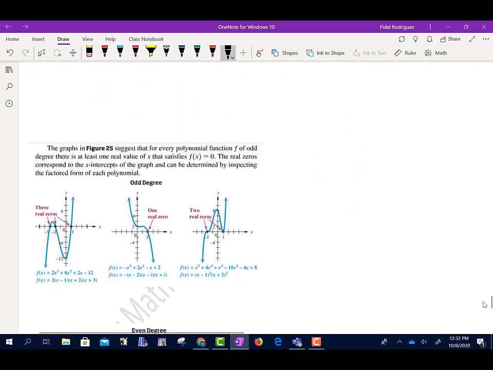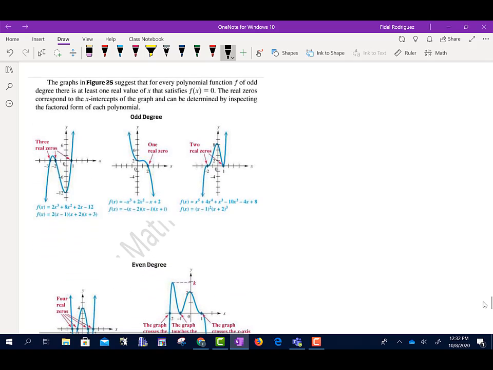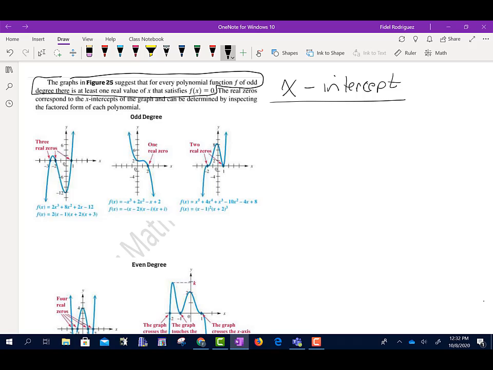All right. So now we're going to talk a little bit about graphs. And it says the graphs in figure 25 suggest that for every polynomial function f of odd degree, there's at least one real value of x such that f of x equals 0. All that means is that there's going to be at least one x-intercept. Okay, that's what that means right here. This sort of sentence, put a square around it or block it in. This right here just means that we're going to have at least one x-intercept.